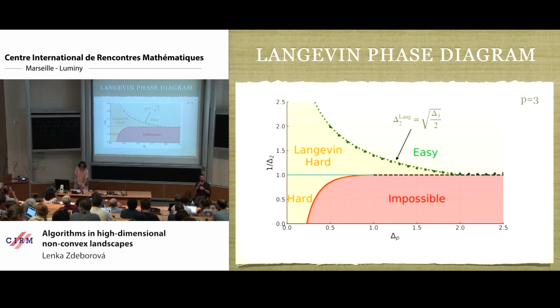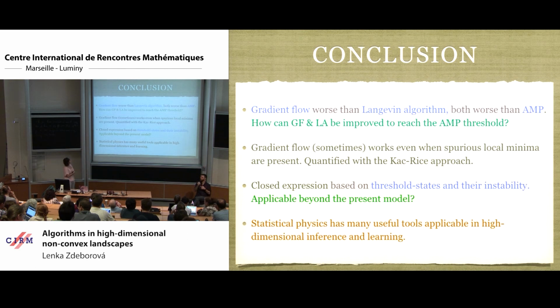So I will be stopping here, concluding that in what we called the mixed spiked matrix tensor model, we can analyze gradient flow and the Langevin algorithm, and the gradient flow is worse than the Langevin, which itself is not surprising. But what is surprising is that they are both worse than approximate message passing. And a really interesting open question is, how should we tweak them? How should we change them? What should be done so that the gradient-based algorithms actually reach the same threshold as approximate message passing does?